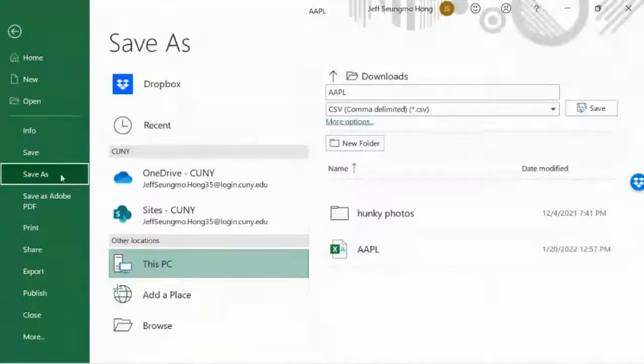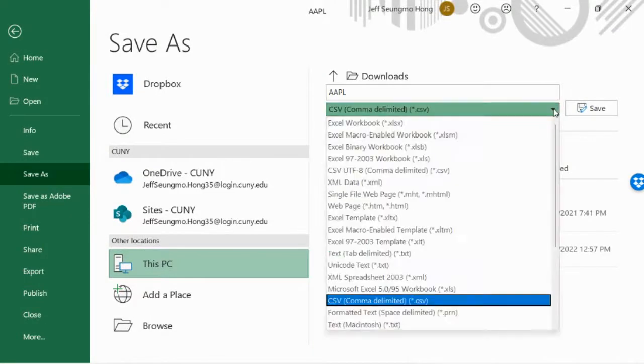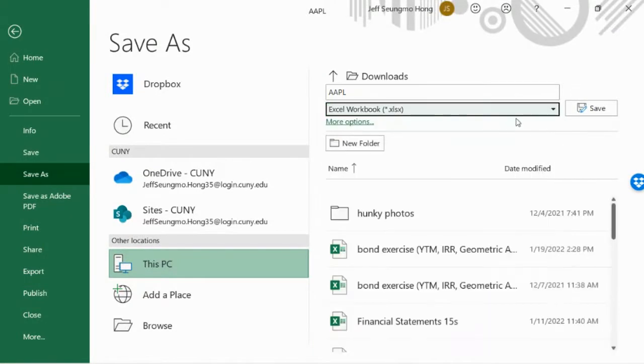We'll save it. And make sure when you save, make sure it is Excel workbook, not CSV data, Excel workbook. Okay. And then you can name it anything, but I will name it Apple. It's already named Apple, so winter 22, okay? Or 22 winter.